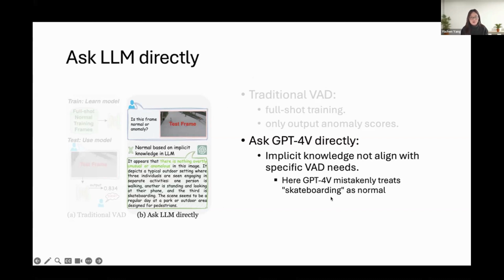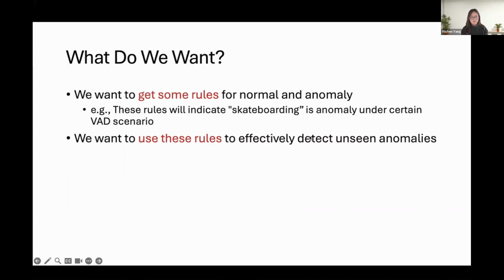This example highlights a key challenge. The language model or vision-language model is trained on various datasets with common knowledge, and it may not recognize anomalies that are context specific, because it does not account for the particular environment or rules of a given setting.